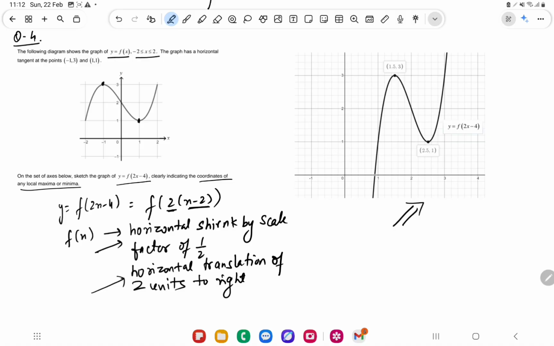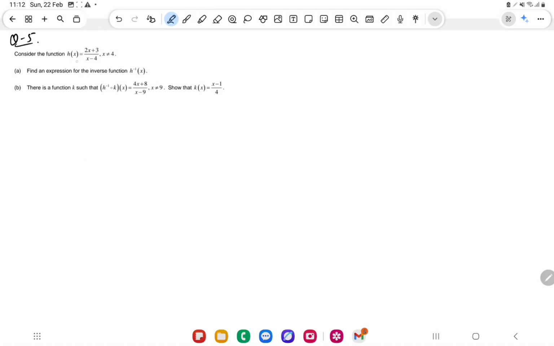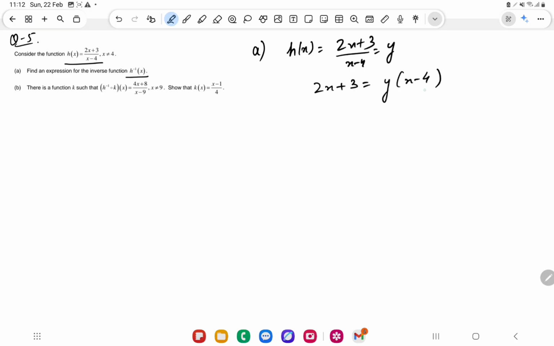Now let's move to the next question. Now in this question we are given a function (2x plus 3) upon (x minus 4). In part a we have to find its inverse. So to find the inverse, first I have to write it as equal to y, and then I have to find out the inverse. So what I can do is cross multiplication. So 2x plus 3 is y into (x minus 4). So 2x plus 3 equals xy minus 4y.